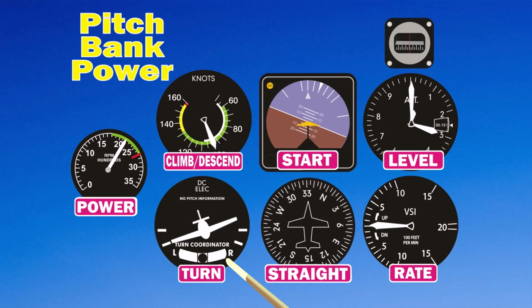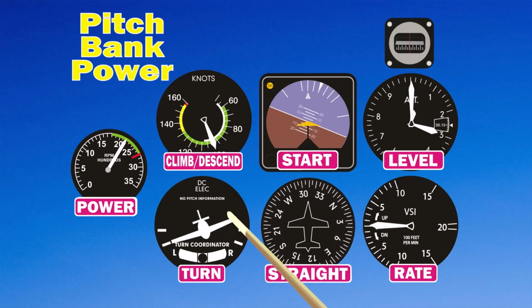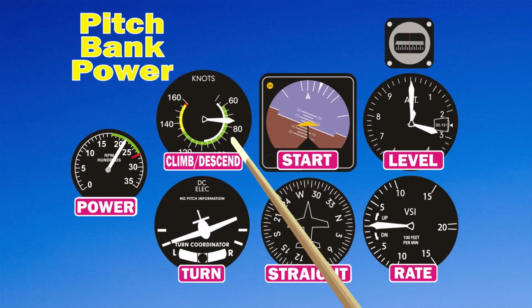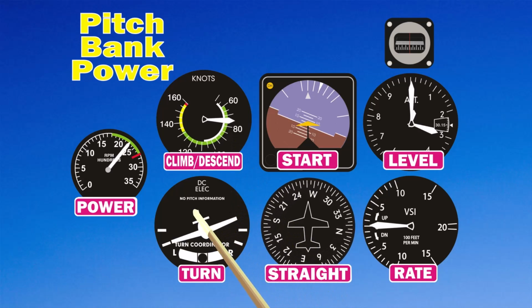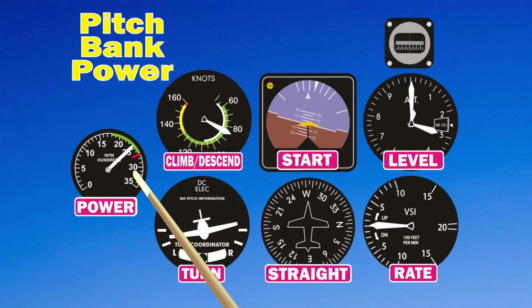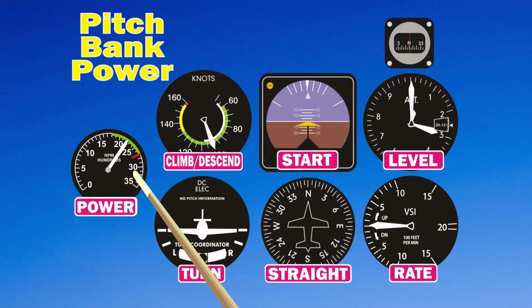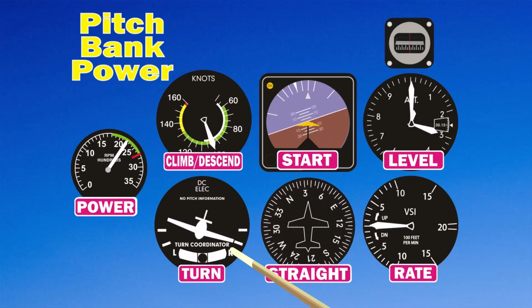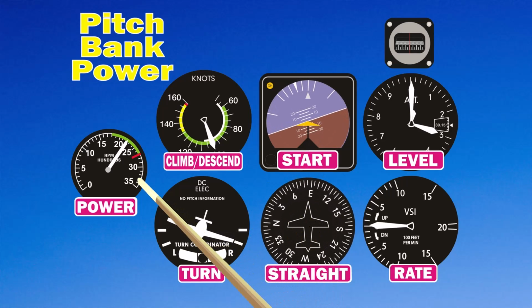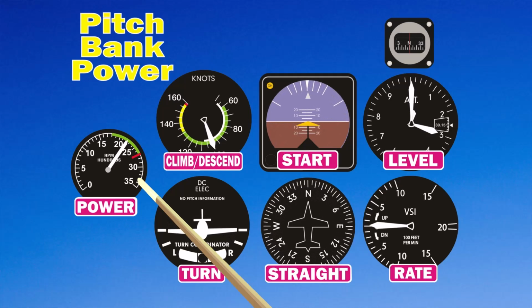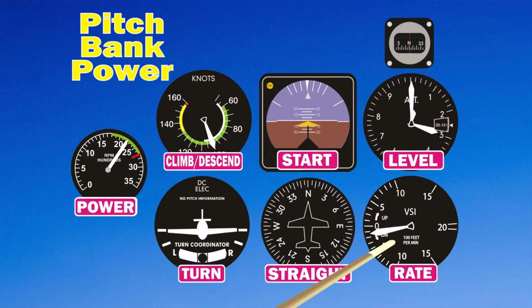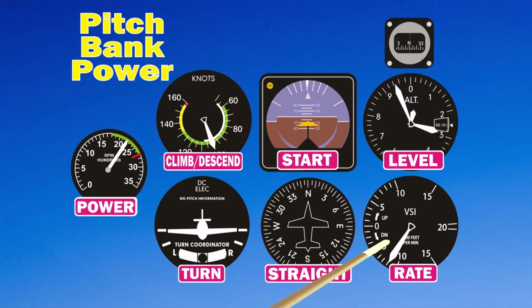And the primary instruments for a climbing turn would be airspeed for pitch, turn coordinator for bank, and tachometer for power. The primary instruments for a level turn would be altimeter for pitch, turn coordinator for bank, and tachometer for power. Now, in a straight climb or straight descent at a specific rate, in other words, the VSI is pointing to a specific number, the VSI is primary for pitch and the heading indicator is primary for bank.